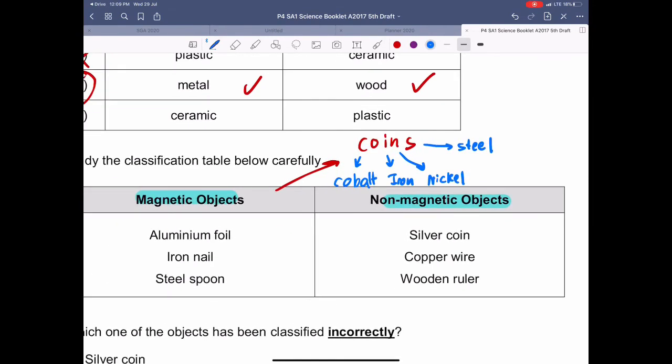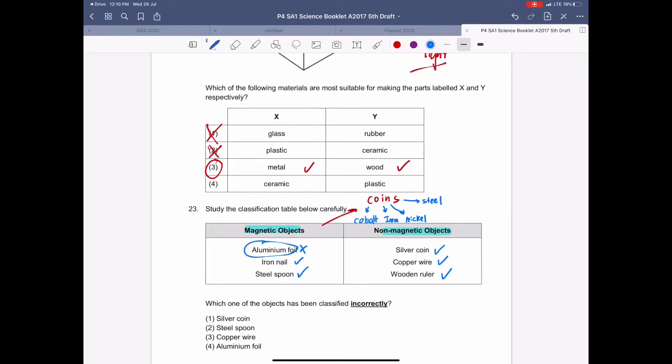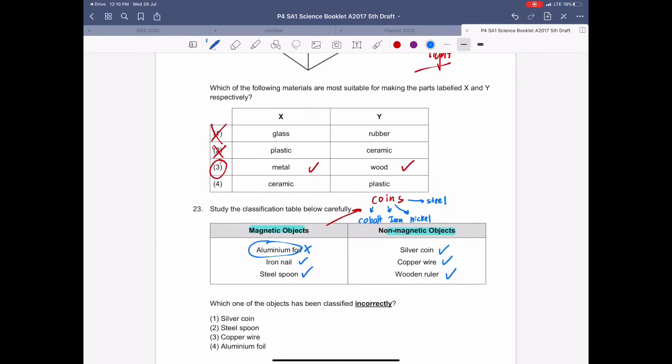So you take a look at it. Aluminum foil can or cannot? Cannot lah. Straight away, this one wrong. Iron is okay, right? Steel is okay. Check non-magnetic objects. Silver, non-magnetic. Copper, non-magnetic. So your answer would be number 4, aluminium foil. So you need to remember, okay, coins.